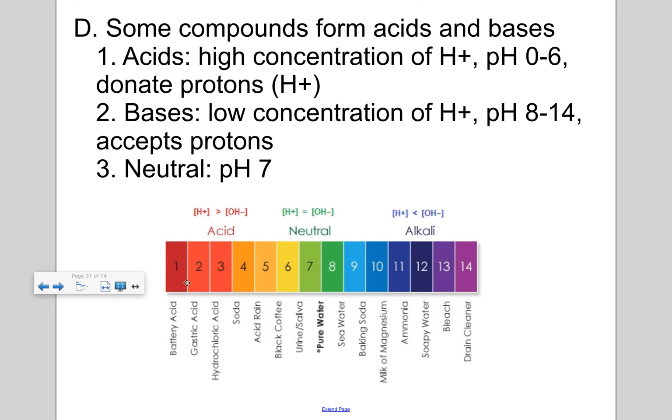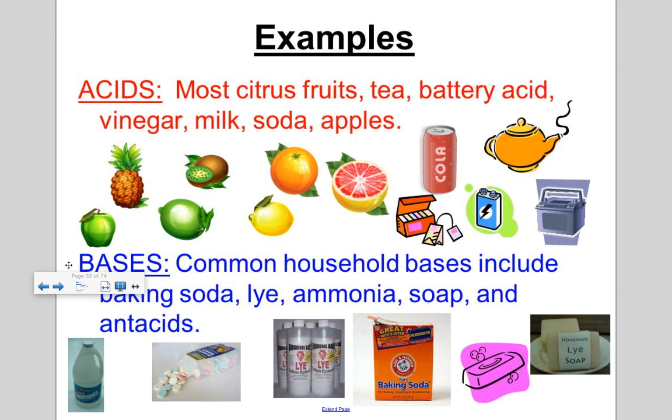So here we have acids, low numbers, bases, or alkali, high numbers. And these are some examples that kind of line up with that pH. So acids: citrus fruits, tea, battery acid, vinegar, milk, soda, apples. Bases tend to be common household cleaning supplies like baking soda, lye, ammonia, soap, and antacids.